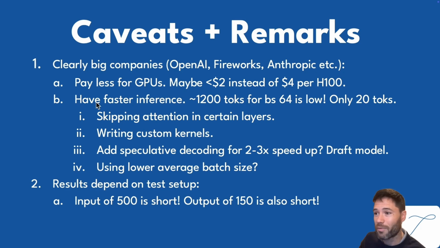Second of all, they have faster inference, for a few reasons, probably. One is the ability to design custom inference engines, perhaps that skip attention in certain layers. It's known that you probably don't need to do full attention in every single layer, and you can get away with just maybe doing every second layer or every third layer, and that's going to improve inference speed.